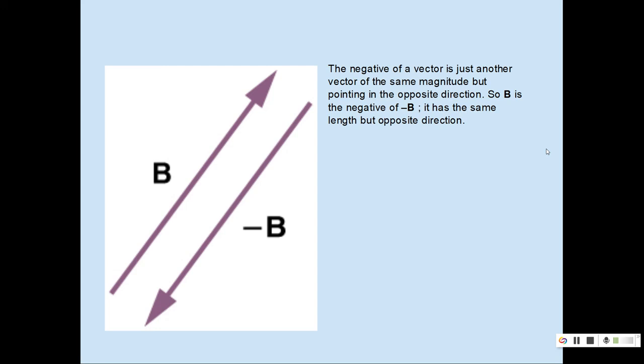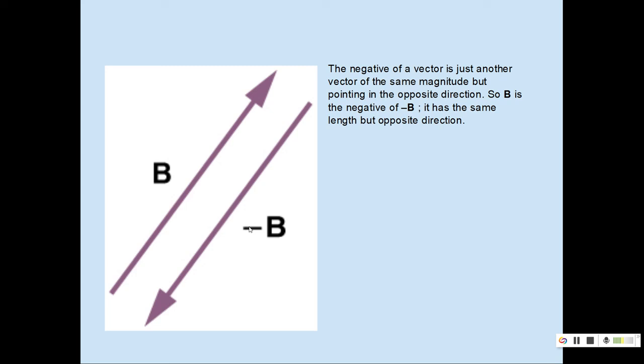So we have this picture here. We have vector b, and then we have the vector negative b. They are the exact same length, but they are pointing in the exact opposite directions. So of course you can imagine that if I add b plus negative b together, I get right back to where I was. I get a vector of length 0. B plus negative b should give you back to where you started, and this is what will happen.